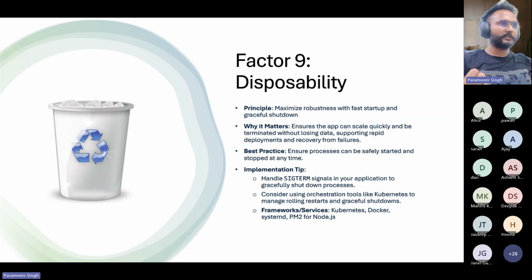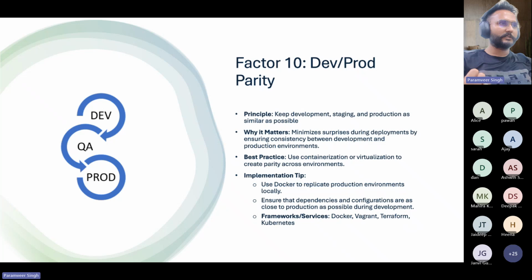Disposability: your application, your code, your service should be able to close gracefully. It should be able to spin up gracefully. It should not be abruptly doing some operations related to state. Then dev-prod parity: keep as much similarity as possible between dev environments and prod environments. A scaled-down version of prod can be used as dev.